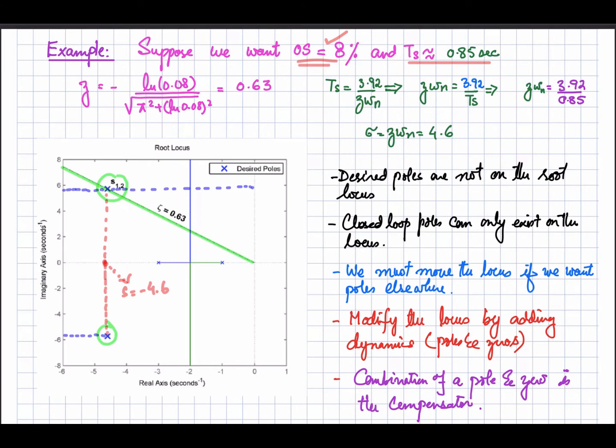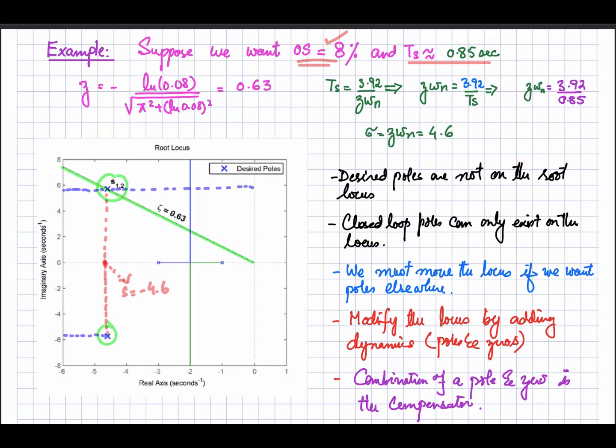So how did we get the position? By simply adjusting the gain. But now the desired closed loop poles are not at the root locus. So what should we do? We will have to move our root locus such that it passes through the desired position, so that our closed loop poles lie at the root locus.